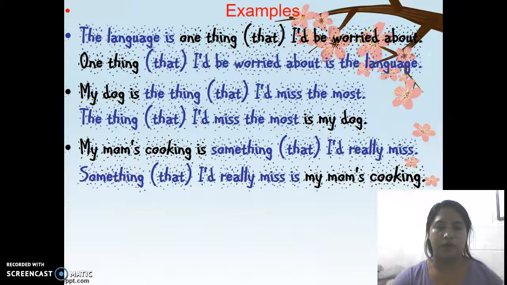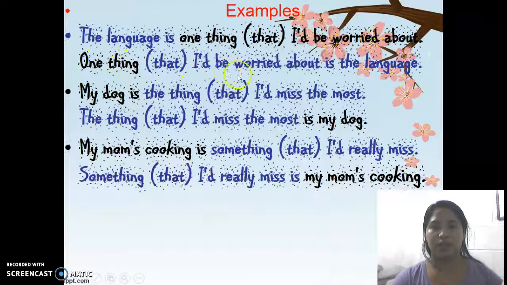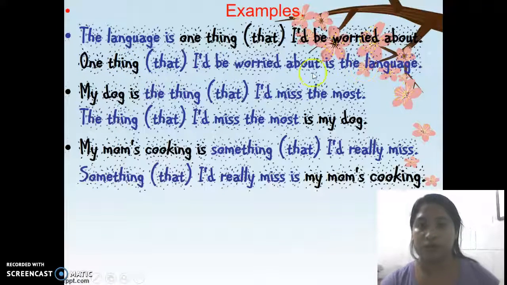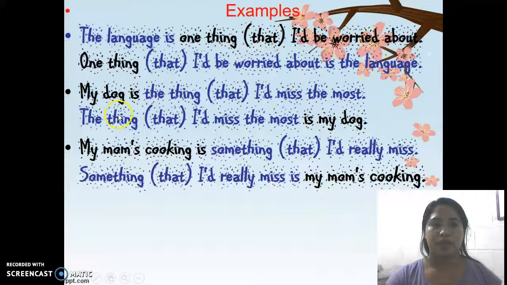The other example is, the language is one thing that I will be worried about. And as an object, one thing that I will be worried about is the language. My dog is the thing that I will miss the most. The thing that I will miss the most is my dog. My mom's cooking is something that I will really miss. Something that I will really miss is my mom's cooking.